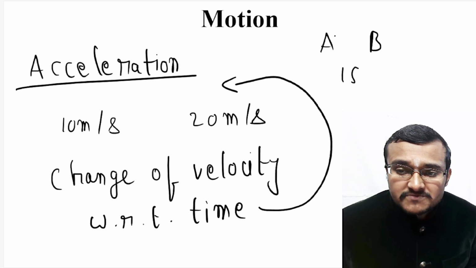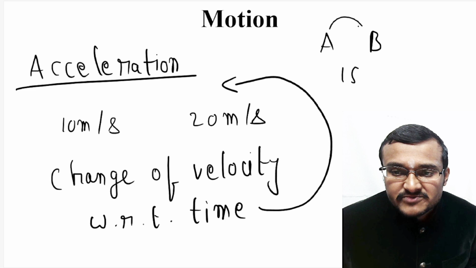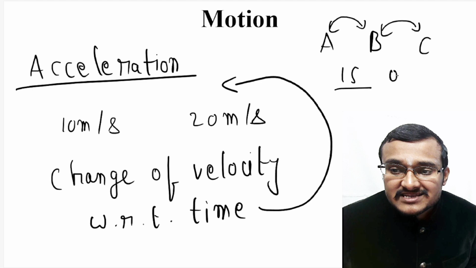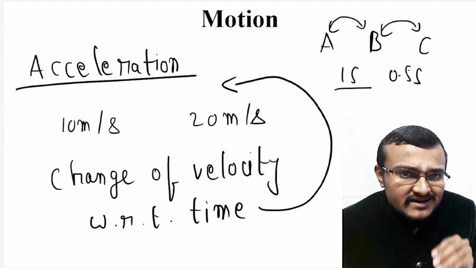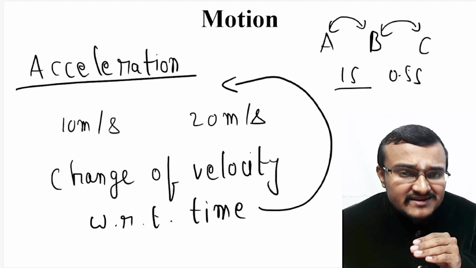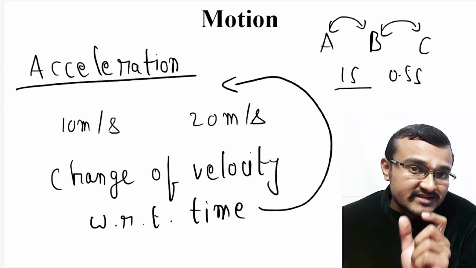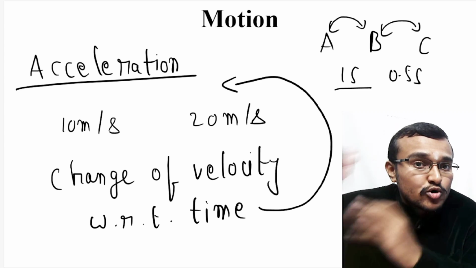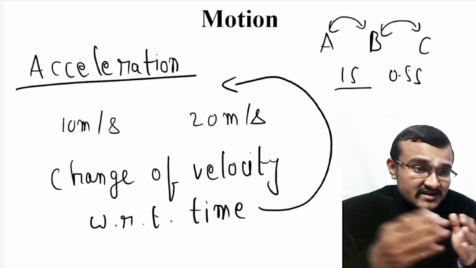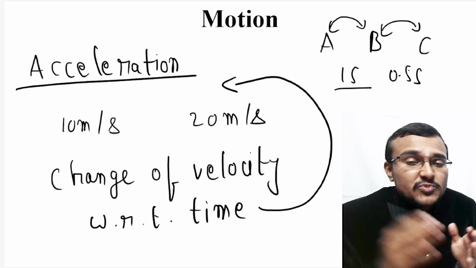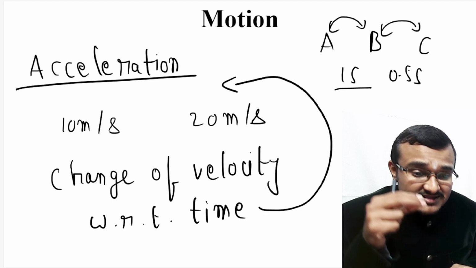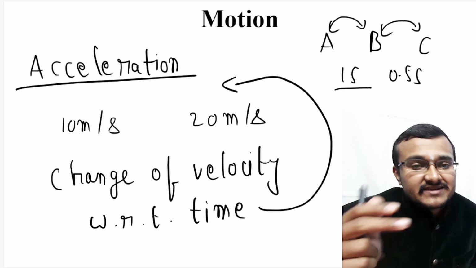So for example, an object is covering distance between A to B in 1 second. From B to C, which has the same distance, it is taking just 0.5 seconds. That means here it is taking lesser and lesser time to cover the same amount of distance, or in equal intervals of time it is covering more and more distance. That means here velocity is non-uniformly changing. So this particular object is accelerating.